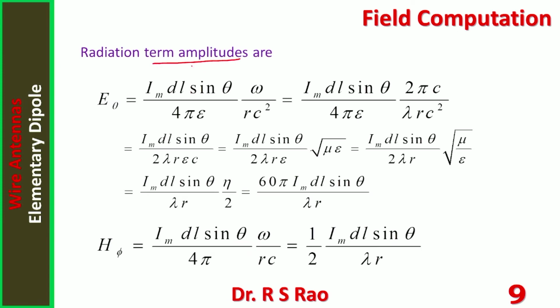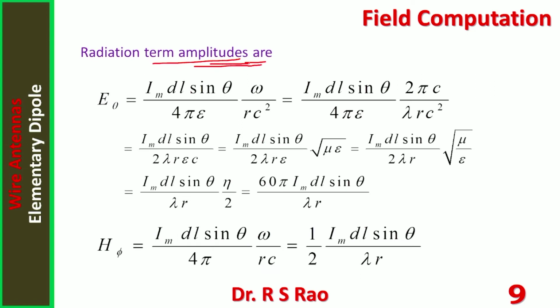Now, radiation term amplitudes. In the previous slide, we computed the power that is flowing away from the radiator, and it is mentioned there that this power is called radiation. And this radiation is contributed by two field components. One is E theta, the theta component of E, and the other is the phi component of H. Other components, the r component of E or phi component of E, do not contribute to radiation.